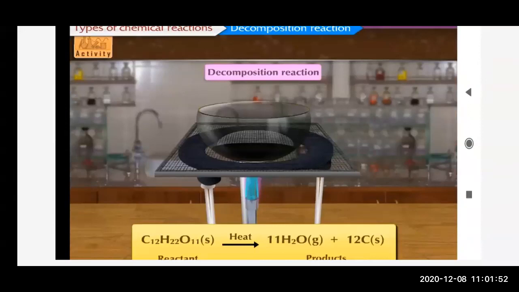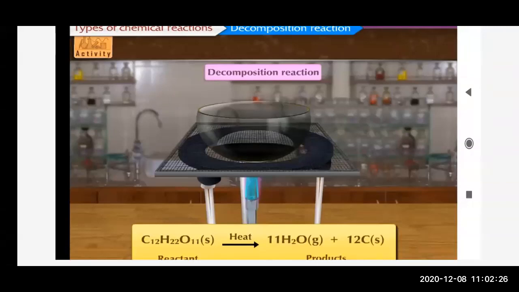The formula for sugar is C12H22O11. What is the formula for sugar? Learn by heart the formula C12H22O11. So when sugar is heated, it decomposes to form carbon and water. Here carbon means the black colored substance that is formed. So what is the product? 11 molecules of water and 12 molecules of carbon. If you see the reaction here, only one reactant is there, and the products formed are two.